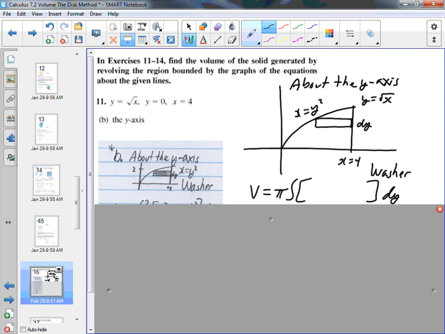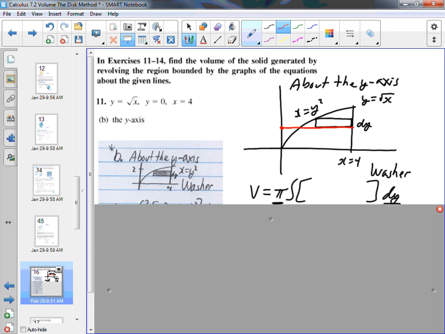Pi r squared h. That's what we're dealing with, right? That's the volume of a cylinder. So the pi we've already taken care of right there. The h we've already taken care of right there. So it's just the r squareds that we have to worry about subtracting. You with me? Okay, so the outer radius starts at the axis of revolution. So it starts here, goes to the far edge of the rectangle.